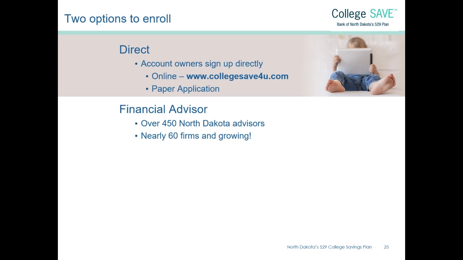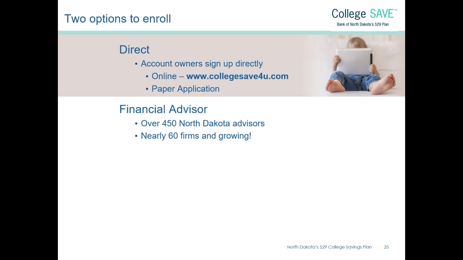If you do need to do paper, you can go to that same website, and instead of starting the enrollment process, go under Manage Accounts and Forms, and the very first form you're going to see is the North Dakota paper application or enrollment form that you can print off and mail to our processing center in Kansas City. But we certainly encourage you to do everything online because it's so simple and the account is opened immediately and you're contributing and off and running almost within 20 to 25 minutes.